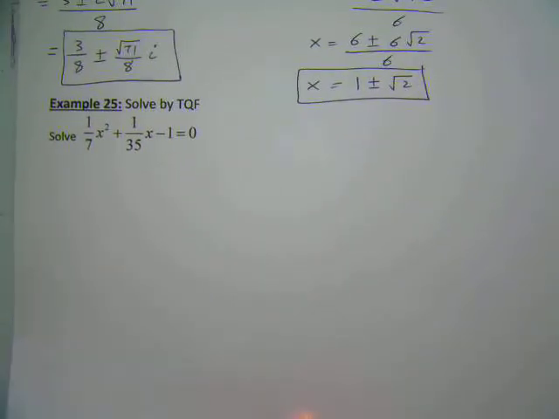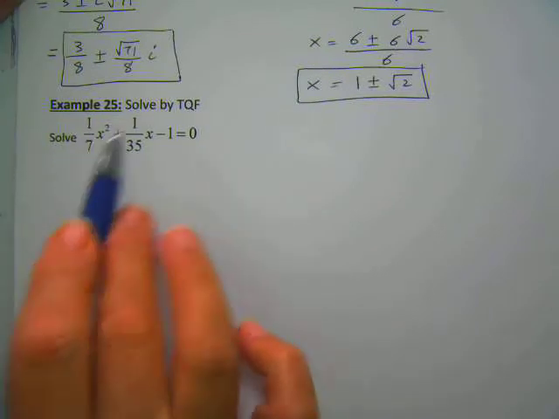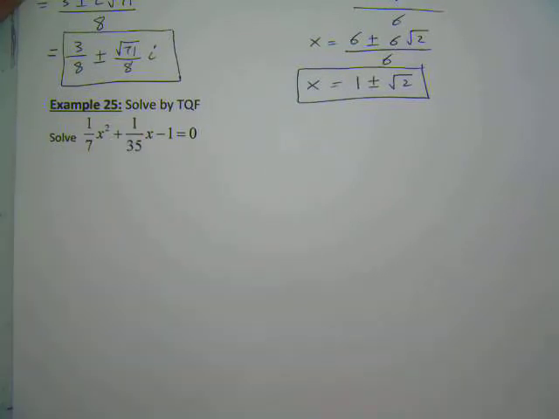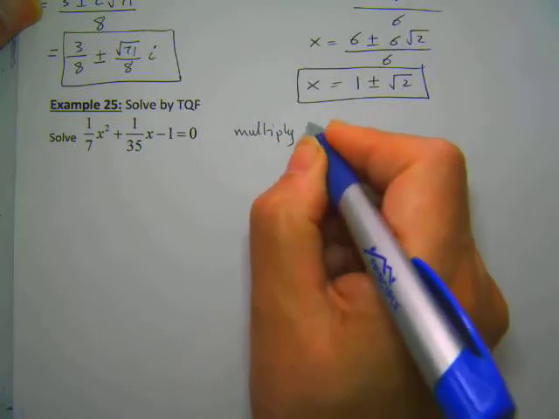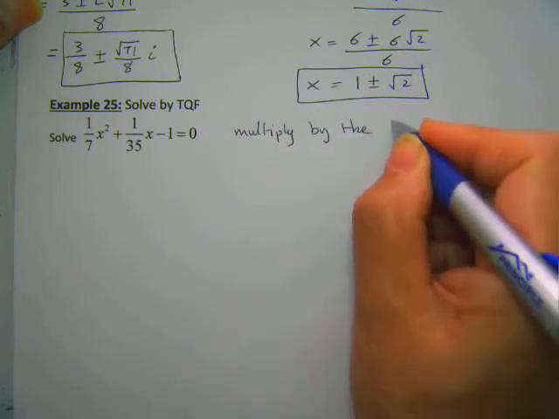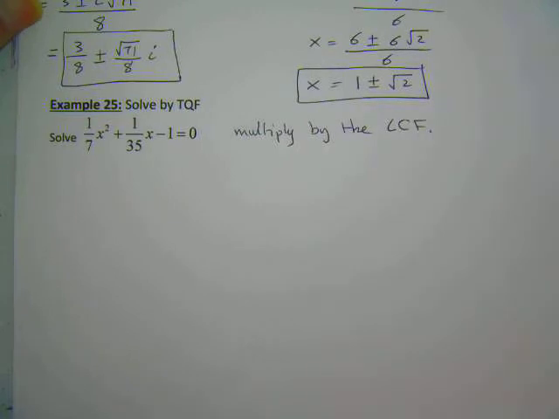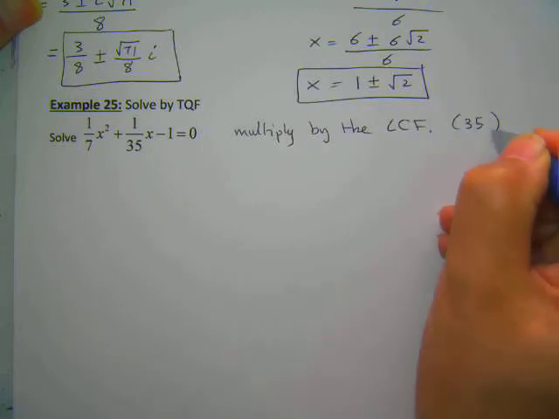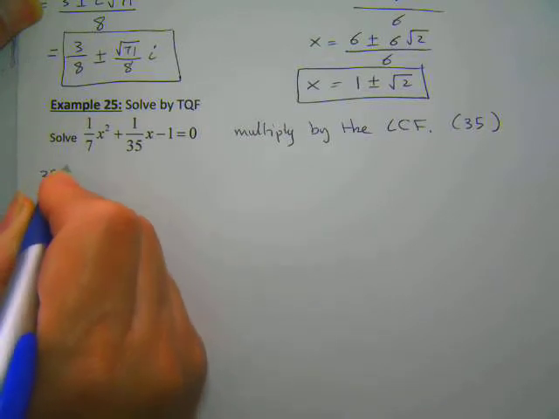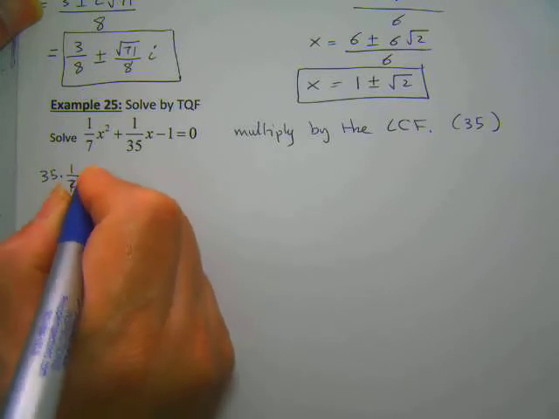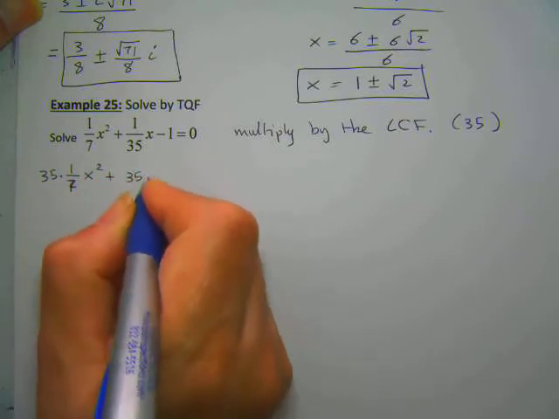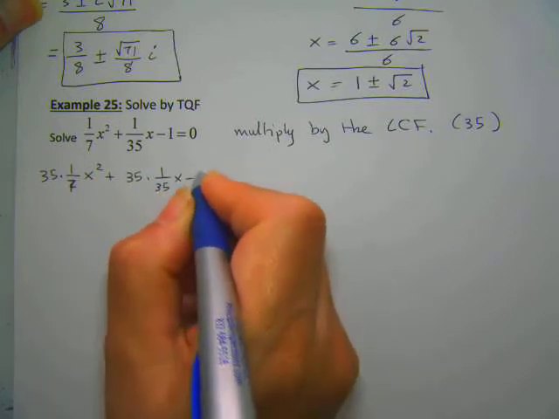Now for the last one, I'm going to leave it to you to finish, but let's see. Here we have fractions. Again, I am definitely not going to work with fractions. So what are we going to do? We are always going to multiply by the least common factor. What is the least common factor? Here it is 35. So I'm going to multiply each term by 35.